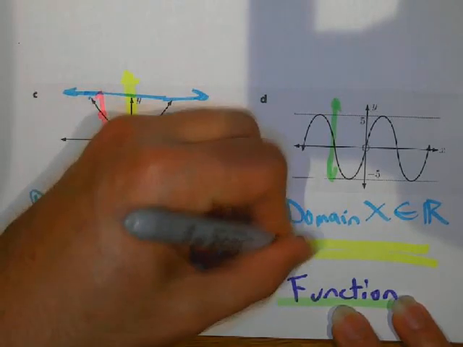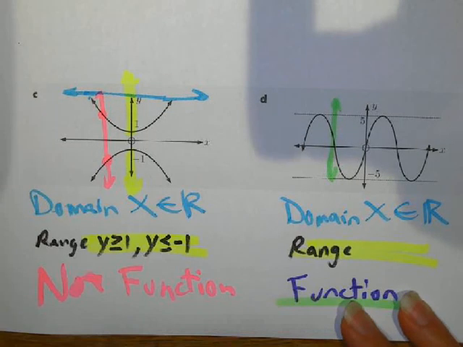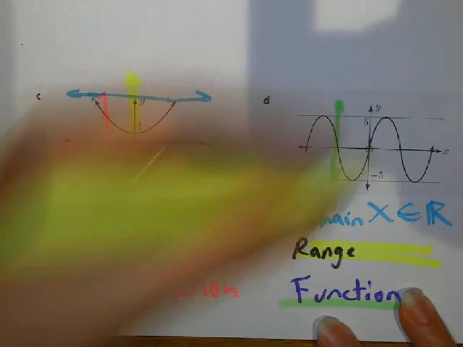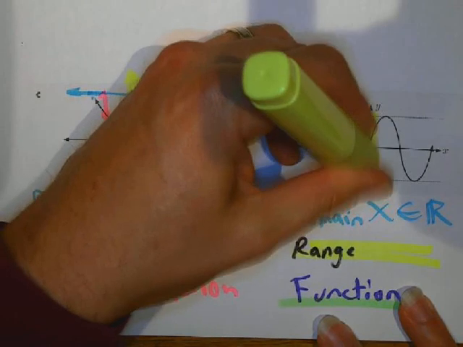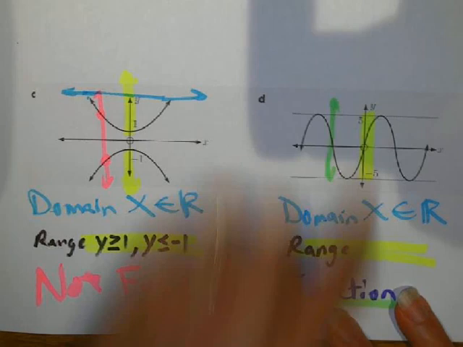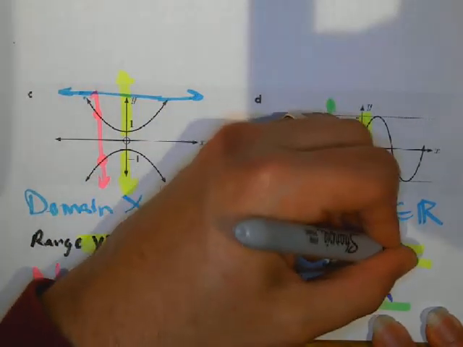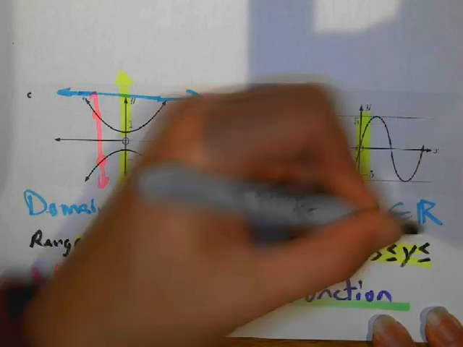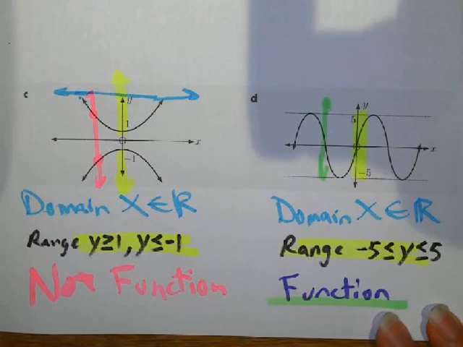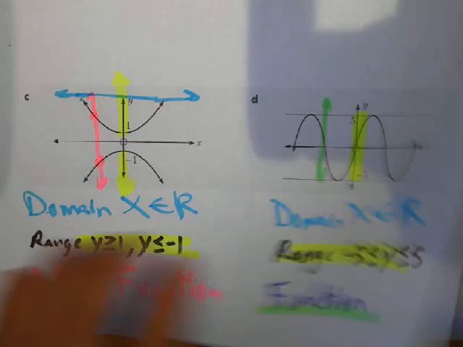Now, on this one here, the range, the y values have to be between 5 and -5. There are no y values above 5. There are no y values below -5. So my range is between -5 and 5. Okay? You might want to hit pause and copy this down. This is useful for having in your notes.